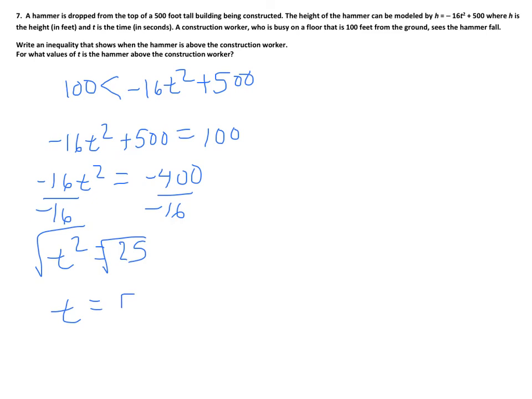But we're not talking about negative seconds. So really what we're looking at on our number line this time is between 0 and 5 seconds. It says for what values of t, so it's going to be 0 is less than or equal to t, which is less than 5. Actually, it's not less than or equal to on the 5. It's strictly less than, because that means it takes 5 seconds for it to drop down. So all those 5 seconds, it's above it.